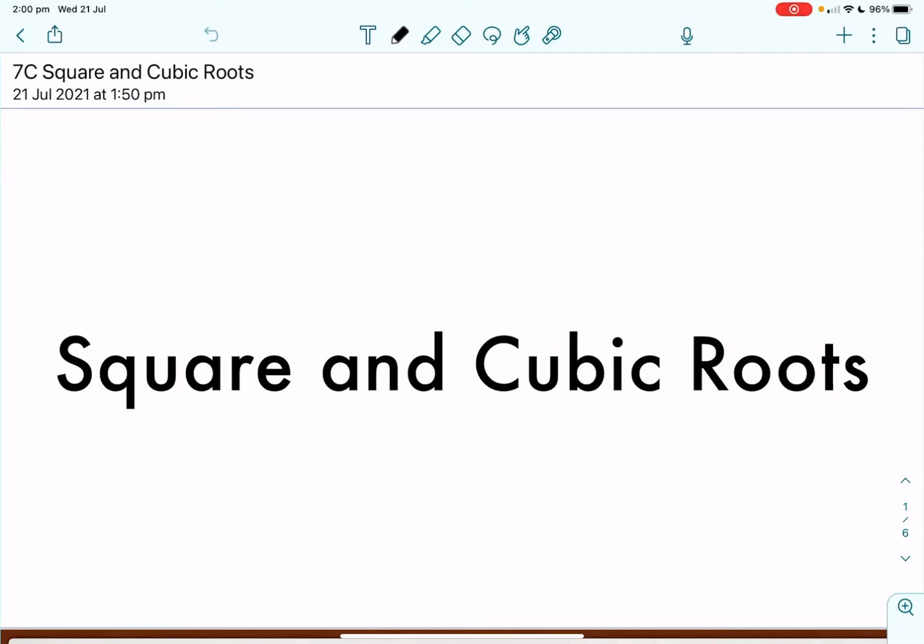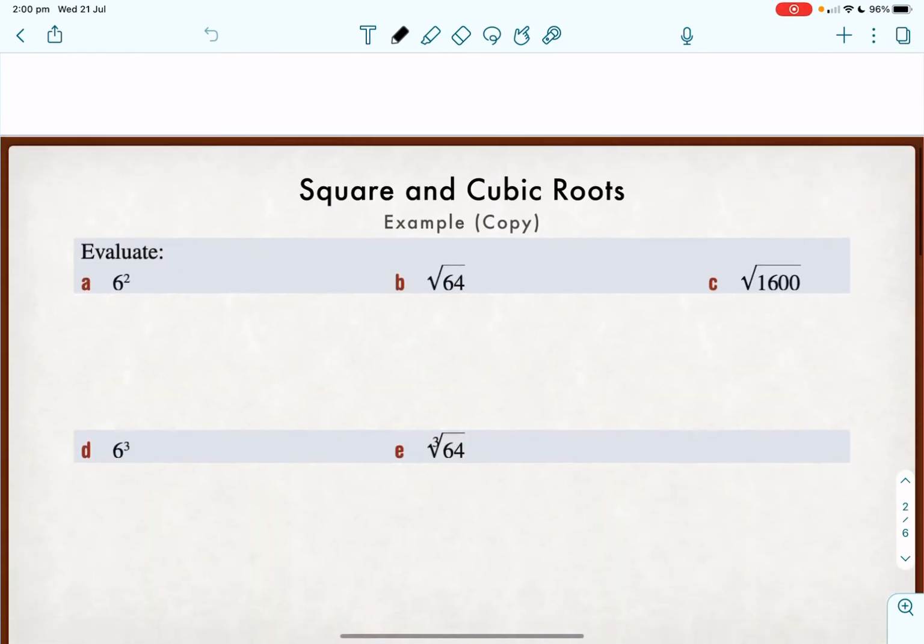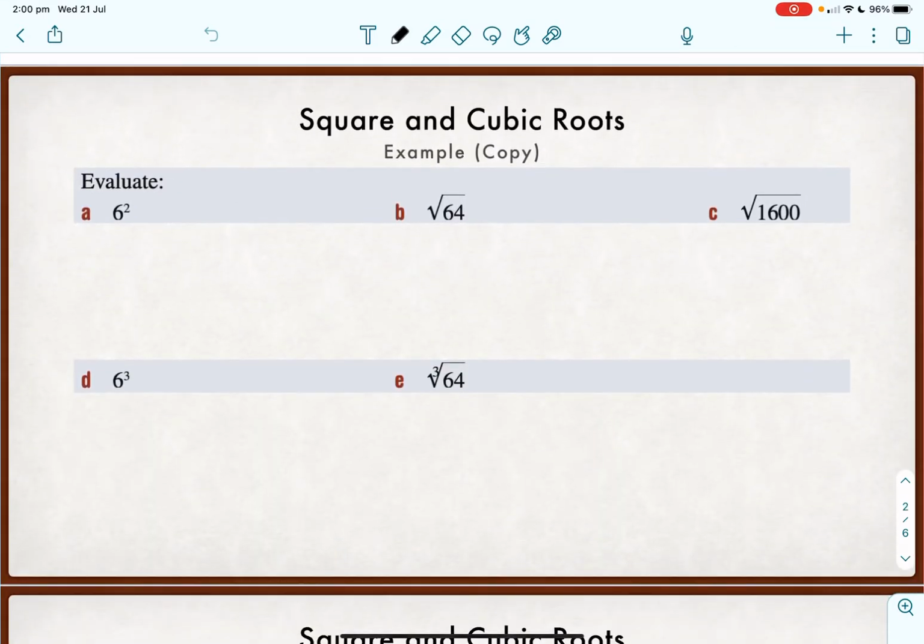So today we're going to look into square and cubic roots. Okay, so now there's a few things that we know how to do. So square means to the power 2, which means the number multiply itself 2 times.